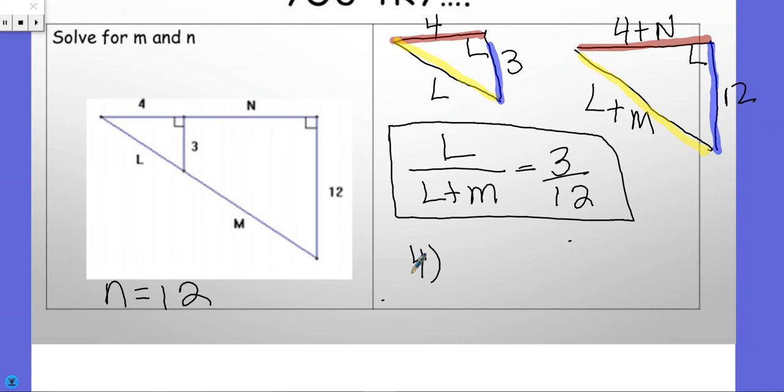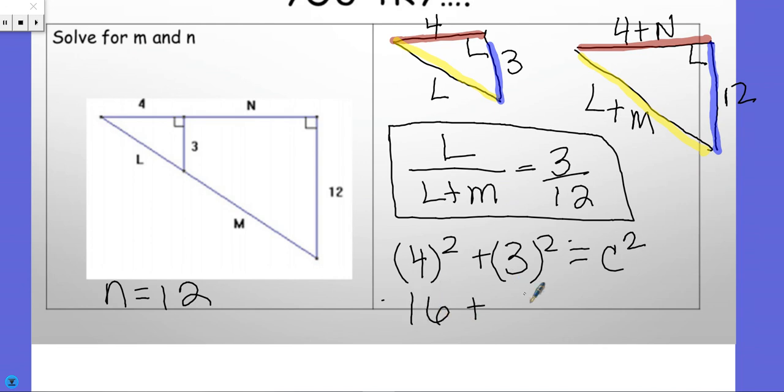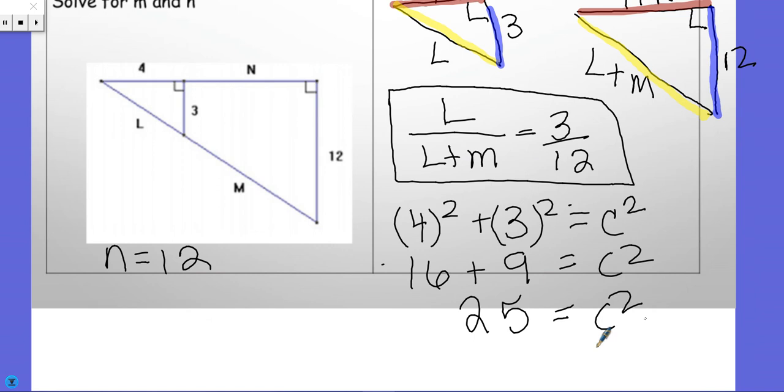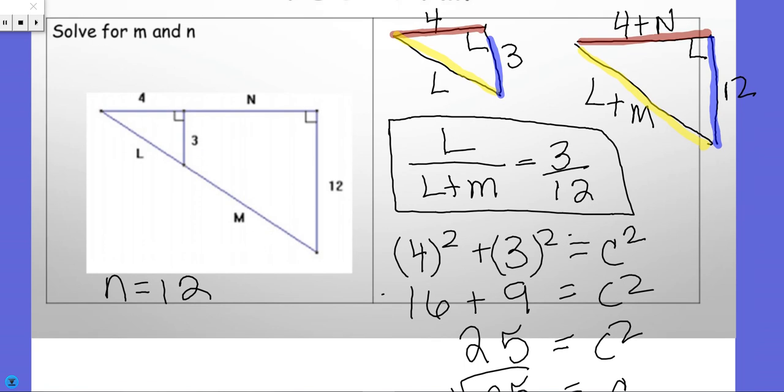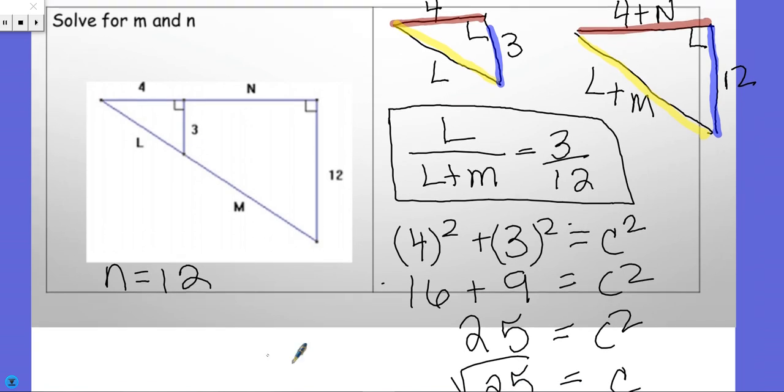So here's how I'm going to work this. I'm going to say 4 squared plus 3 squared. And Pythagorean's theorem, I think you see it in middle school. I'll show you again how to work it in this class later on. Plus 9 equals c squared. So we get 25 equals c squared. And so you're going to take the square root of 25 equals whatever c is. And you get 5 is c. Okay, so I know that L is equal to 5.